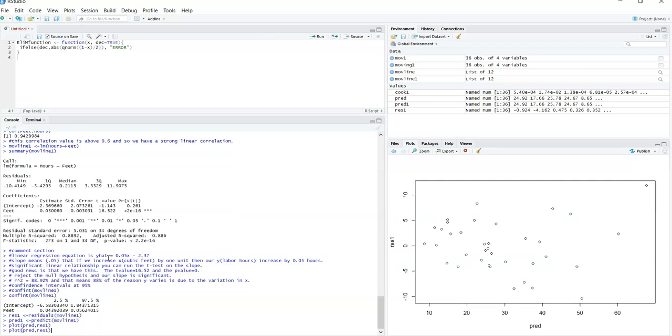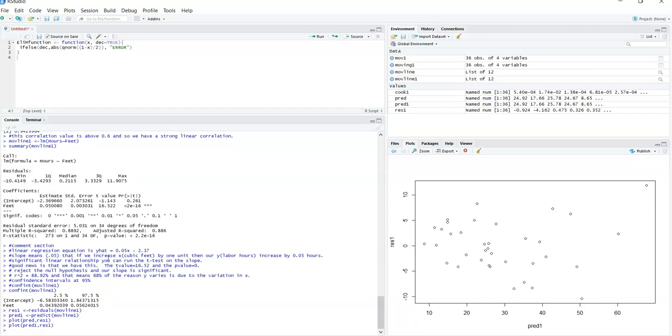And of course, that plot is not helpful. I need predicted 1. Let's make sure I plot it correctly. So what we have here is predicted 1 versus residual 1. I'm not sure what this plot gave us. That was not important. This is the plot I needed. Because again, I called my residuals residual 1, and I called my predicted values predicted 1. Over here is my predicted 1 versus residual 1 plot.